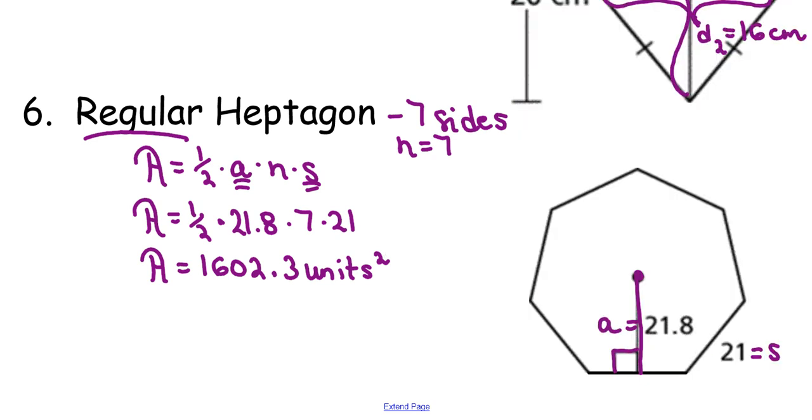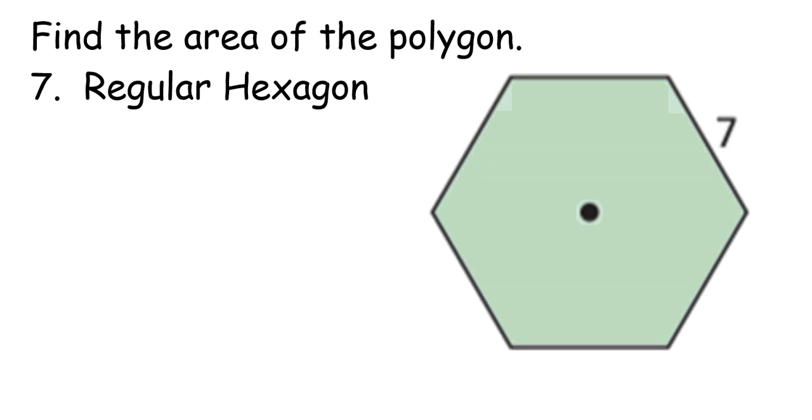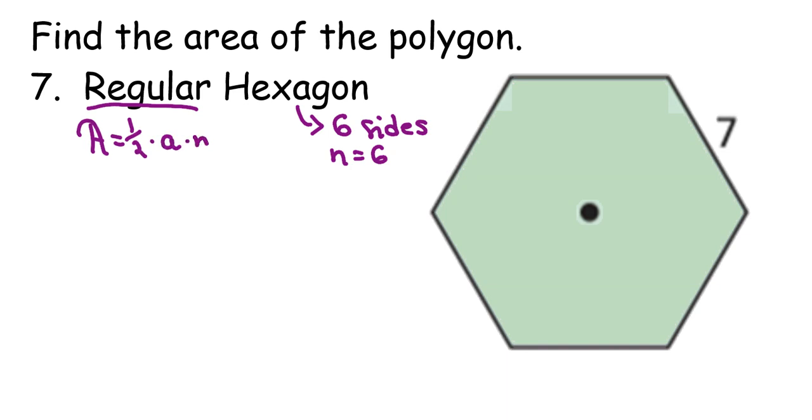Okay, so on to number 7. Number 7 is still a regular polygon, but in this case, it's a hexagon, which has, you can count up the sides, 6 sides. So that automatically makes N equal 6 in our formula. Same formula as last problem, but we have to do a little bit of work to find our apothem. So 1/2 times apothem times number of sides times the side length. So we're good with the N and the S, we're just not good with the A.